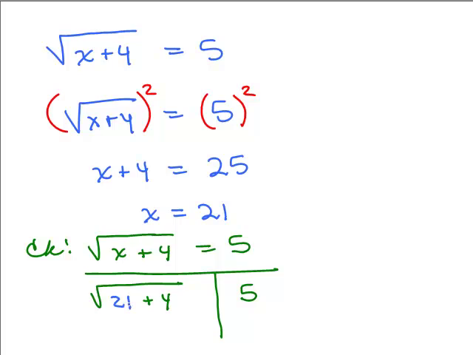So I have the square root of 21 plus 4. That's really the same thing as saying the square root of 25. And the square root of 25 really is 5, right? So yeah, it checks out. So 21 is the correct solution here.